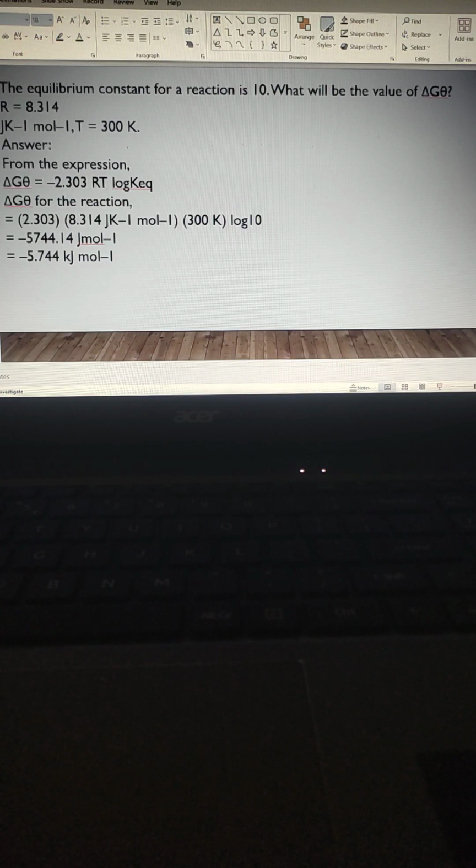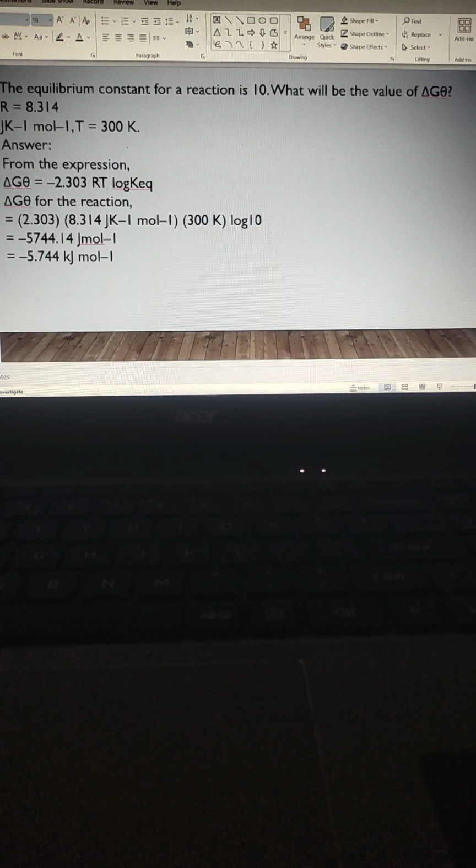The final question is, the equilibrium constant for a reaction is 10. What will be the value of del G naught? R is equal to 8.314 J K inverse mole inverse, T is equal to 300 K. For the expression, del G naught is equal to minus 2.303 RT log K.